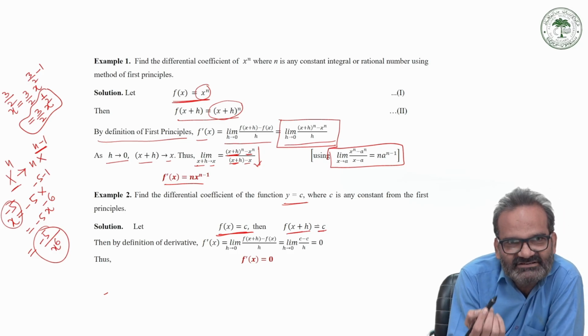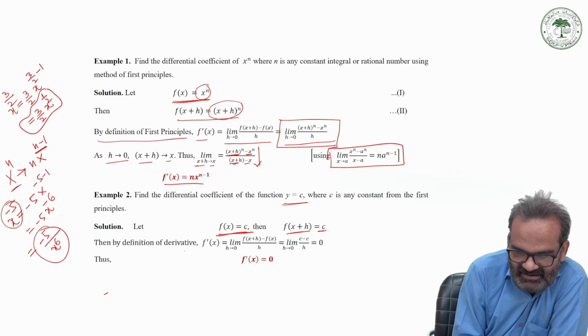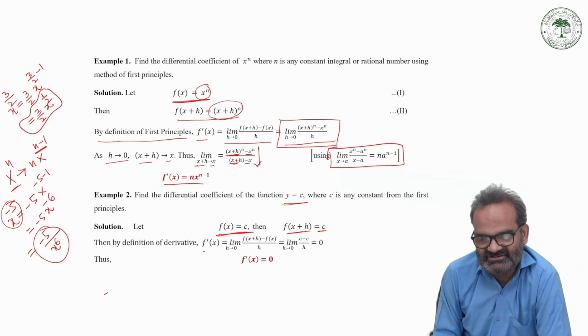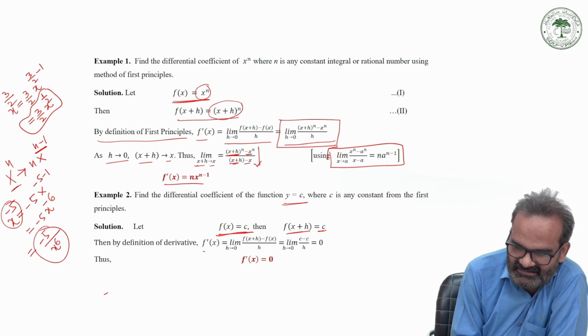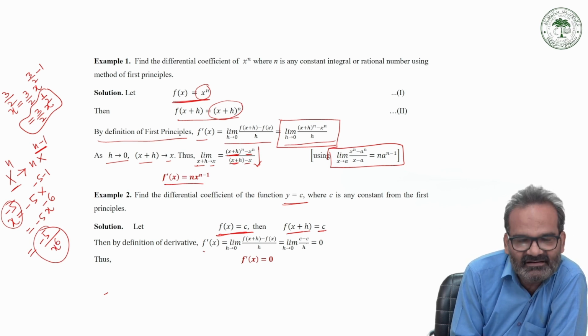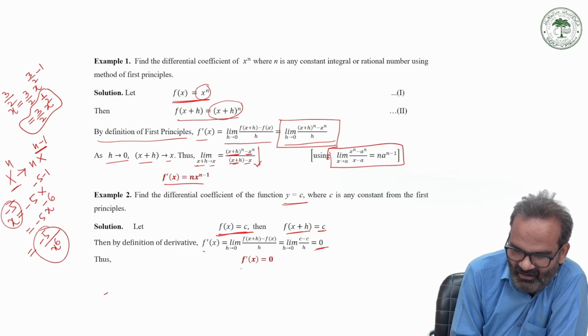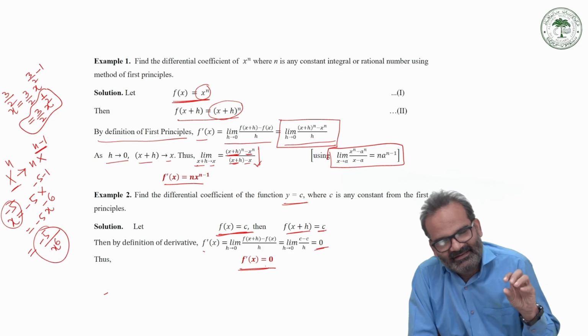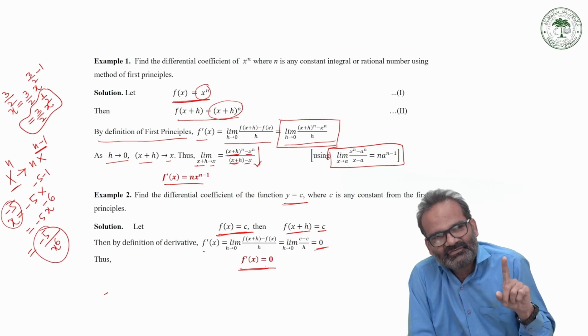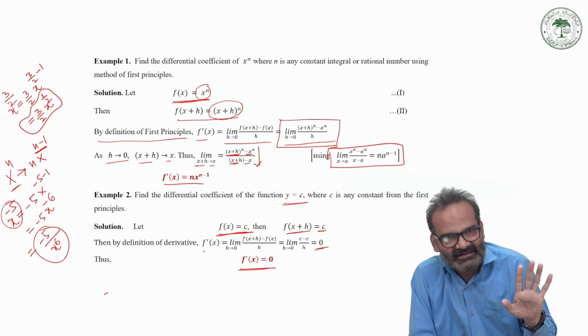It cannot be changed. Now by the definition of the derivative, f dash x is equal to limit h tends to 0 of f(x plus h) minus f(x) divided by h. Substitute the value of f(x plus h). The value of f(x plus h) is c. So here c minus c upon h. c minus c is 0. So the derivative of a constant number is 0. But be careful, the derivative of a constant number is 0 if it is alone. If it is with any variable, then it will not be 0.